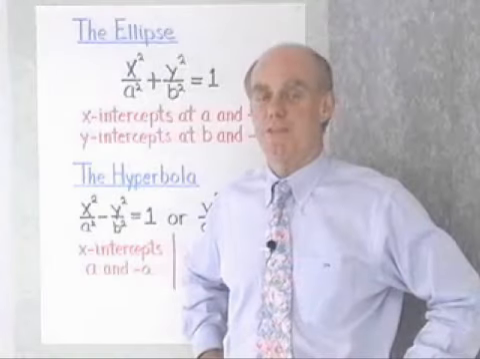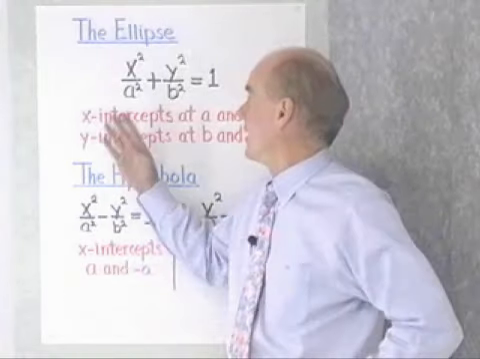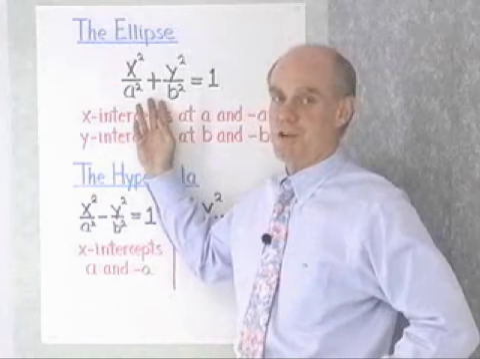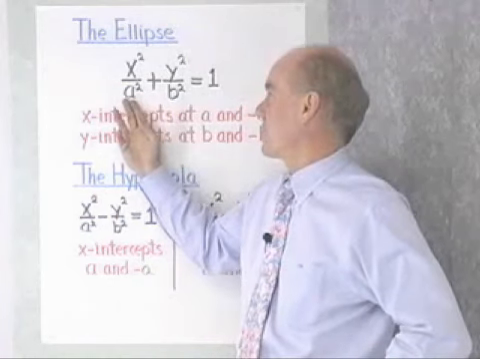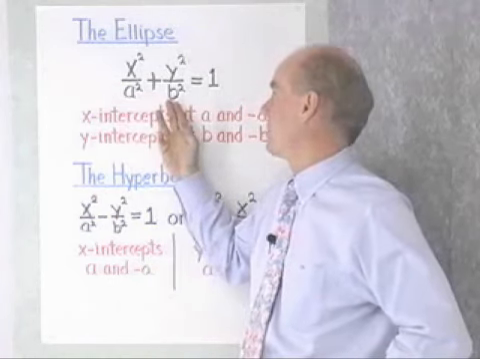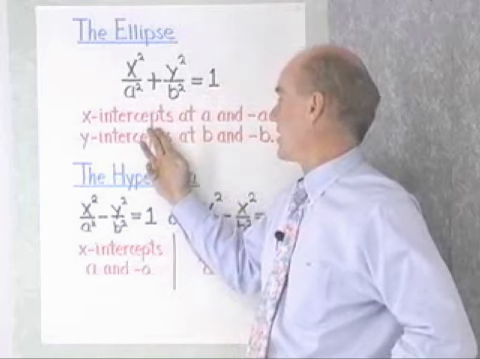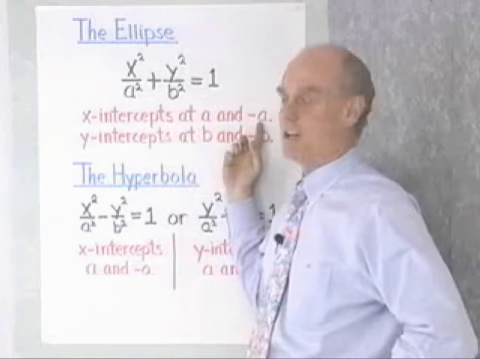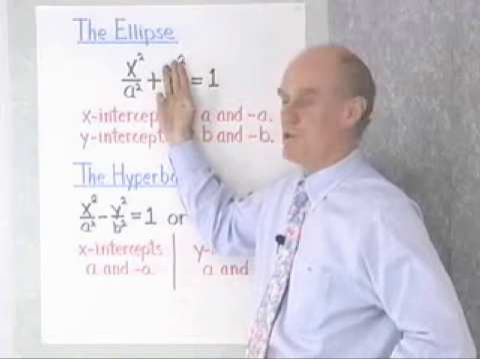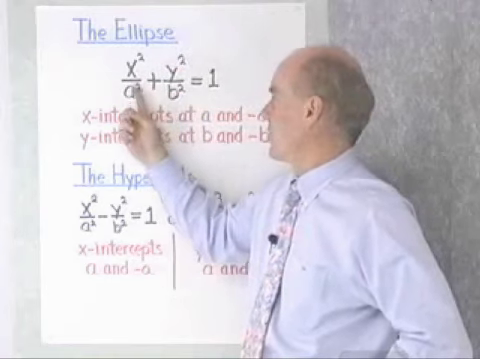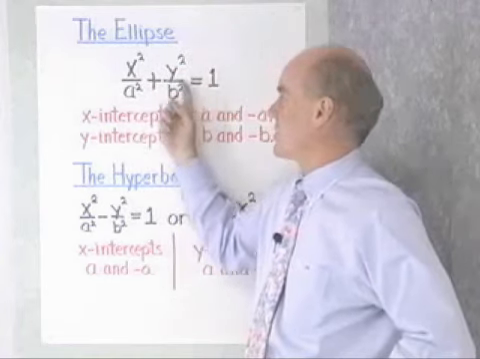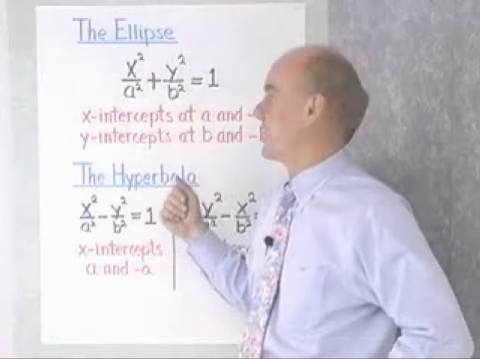In this section we're going to graph ellipses and hyperbolas. Now the equation for an ellipse that's centered at the origin looks like this. x squared over a squared plus y squared over b squared is equal to 1. The x-intercepts will occur at a and negative a, because when I let y be equal to 0 in this equation, I have x squared over a squared is equal to 1, so that means that x is going to be plus or minus a.